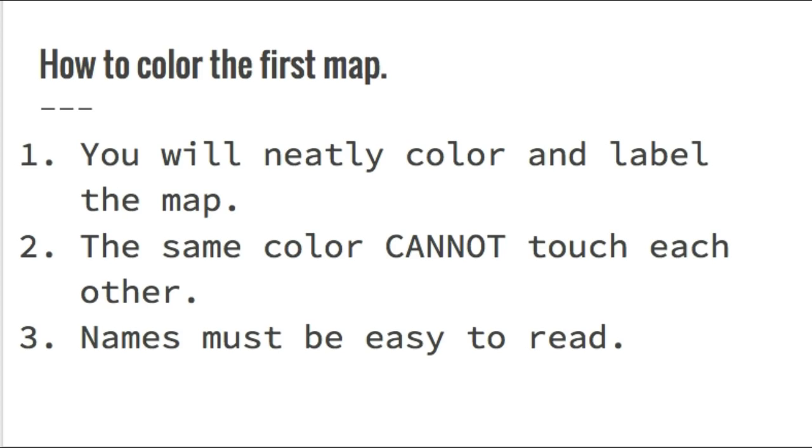All right, the first map, here are your directions for it. You're going to neatly color it and label the map. I don't have you do maps very often, so your map should be wonderful and beautiful. Rules for the map. The same color cannot touch each other. That means you can have 2 colonies that are orange, but you can't have, like, North Carolina be orange and South Carolina be orange because they are right next to each other. Thirdly, the names for the colonies need to be easy to read. And I have a few suggestions for you that I'm going to show you.